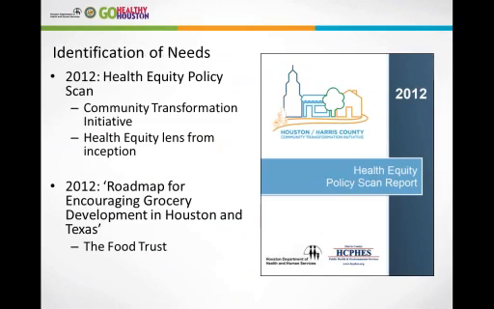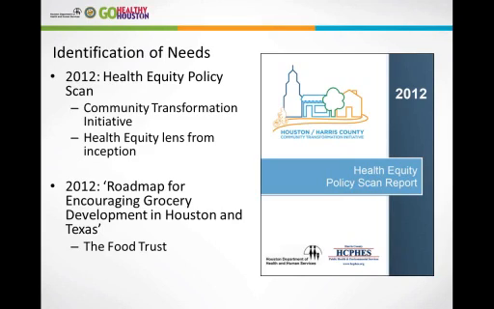So two reports came out in the same year, both in 2012, which identified grocery store growth in these food desert areas as an opportunity to impact vulnerable populations within Houston and Harris County. Our community transformation team within the City Health Department contracted with a local health equity expert to develop a policy scan report with a health equity lens or framework from inception.